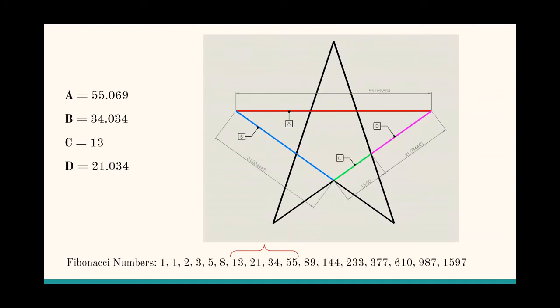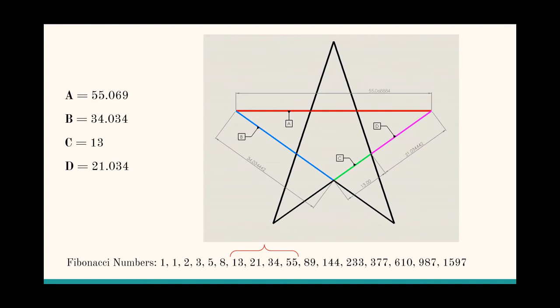So if we draw a new pentagram, this time with side length C equal to 13, we can see that all the side lengths that we measure are equal to the following numbers in the Fibonacci sequence. So D is 21, B is 34, and A is 55. And they all have some decimals after them, but there's a 0 first after the decimal, which means it's a fairly good approximation.